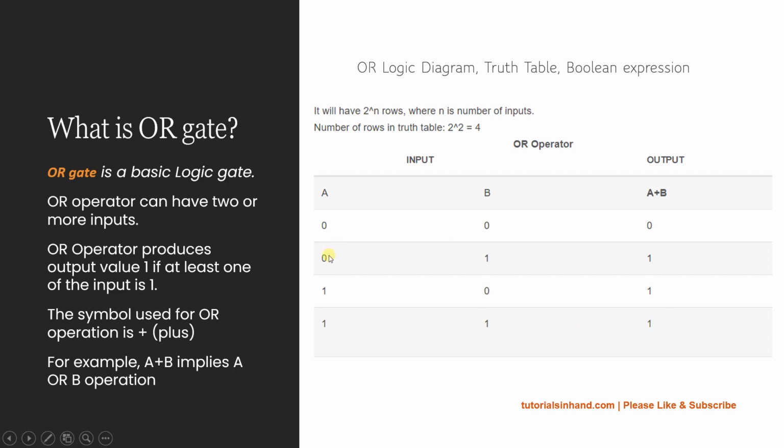And that is why we see that all the three input combinations which have 1 as one of the inputs produce the output as 1, as seen over here. Here B is 1, so output is 1. Here A is 1, so our output is 1. And here both are 1, so definitely our output is going to be 1. So this is a 2-input truth table.